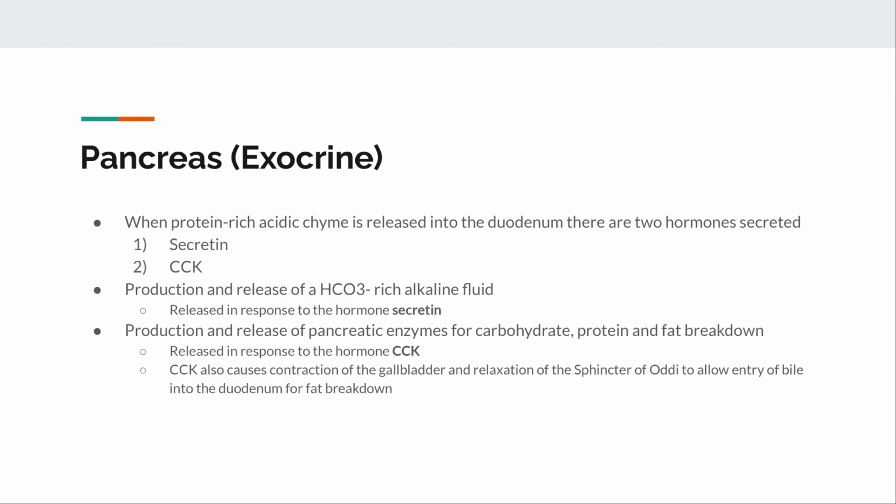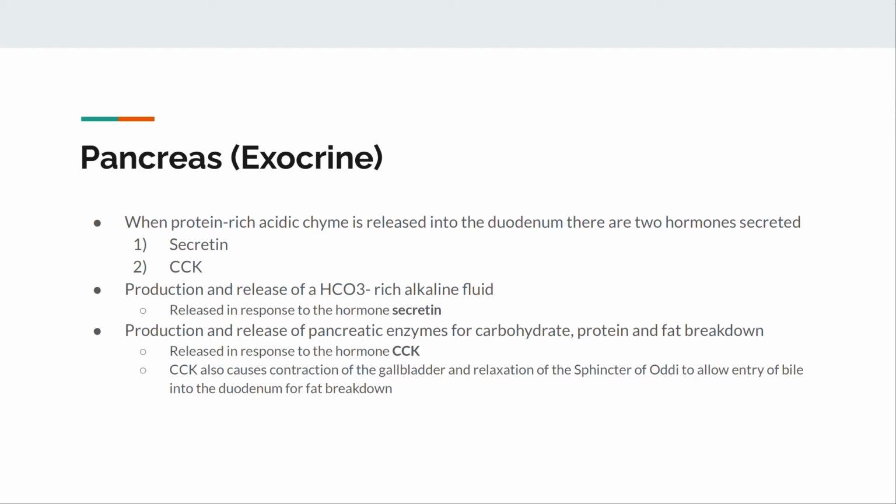The exocrine pancreas, the two sort of halves to think of are the enzymes and the juices. And whenever a protein-rich acidic chyme is released into the duodenum from the stomach, two hormones get released by the intestine, secretin and cholecystokinin. When secretin acts on the pancreas, it promotes the production and secretion of a bicarbonate-rich alkaline fluid into the intestine, and that neutralizes the stomach acid to protect the duodenum.